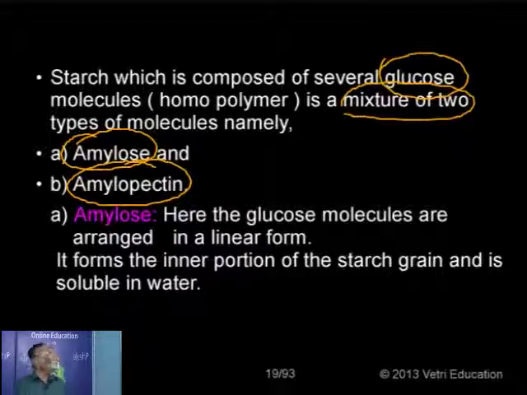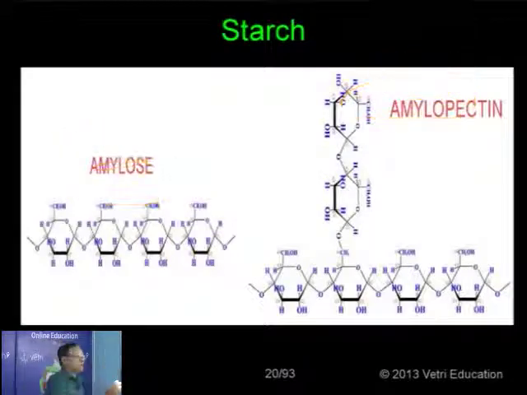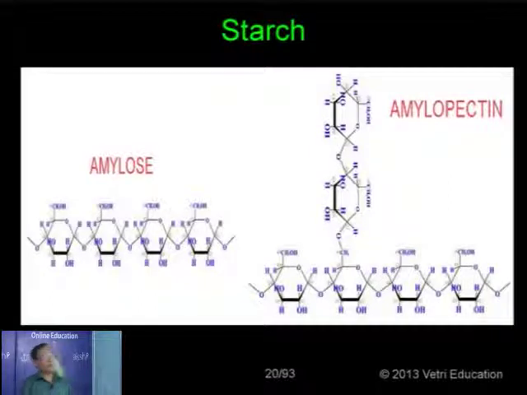Now what is the difference between amylose and amylopectin? I'll show the structure, then you can understand very easily. Now you see amylose and amylopectin. Amylose is a linear chain of glucose molecules joined together by means of glycosidic linkage. Normally in the starch grain, it forms the inner core, the inner part of the starch grain, and is highly soluble in water. Amylose, a linear chain of glucose molecules, that's number one.